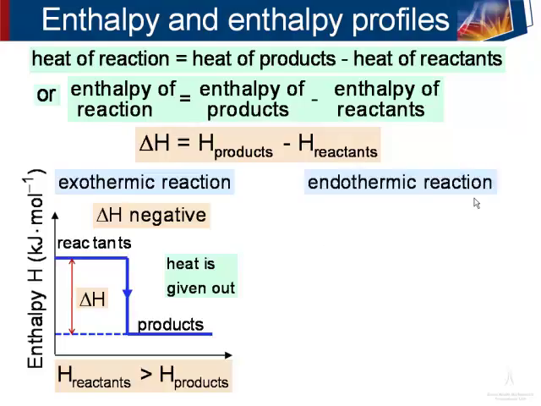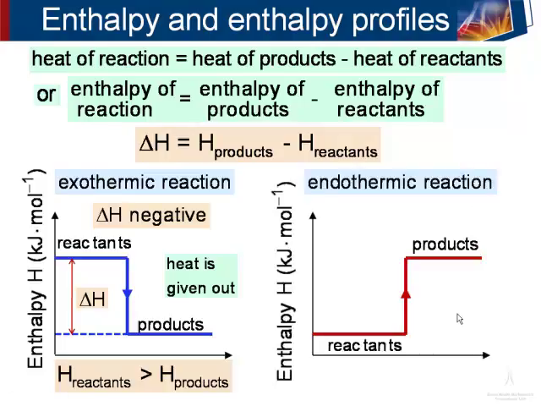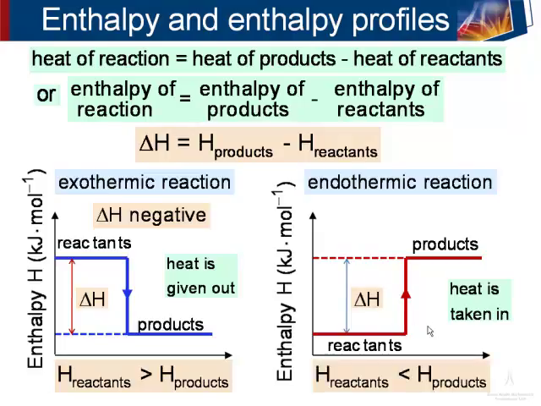If we look at an endothermic reaction, again there's our graph. You'll notice that the reactants this time have less heat than the products. So in this case, heat is taken into the system, and there we can calculate our delta H. And because the enthalpy of the reactants in this case is less than that of the products, delta H is positive. So in an endothermic reaction, delta H is always positive, and in an exothermic reaction, delta H is always negative.